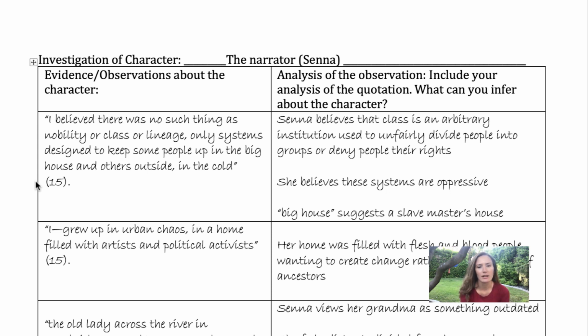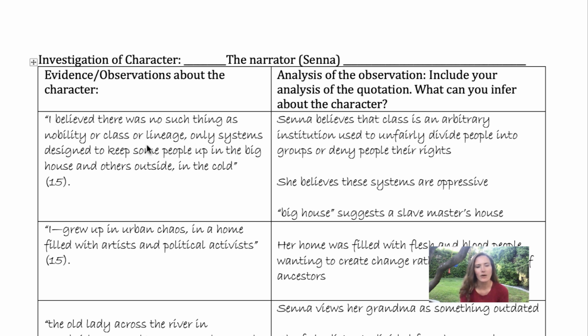There's a lot of rich language here. Here are a couple points of analysis that I made. Obviously, your analysis might be a little bit different than mine, but here's what I put down. I wrote, Senna believes that class is an arbitrary institution used to unfairly divide people into groups or deny people their rights. And I'm basing that off of what the quote says, right?